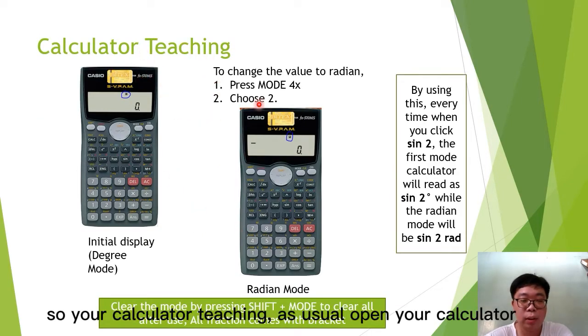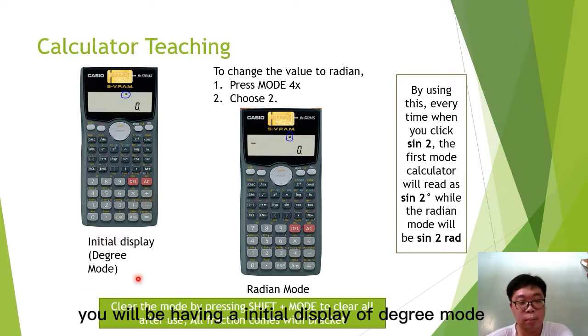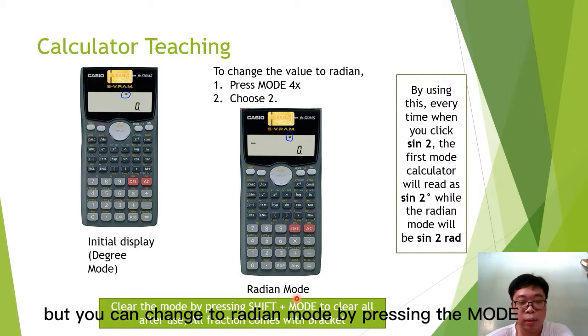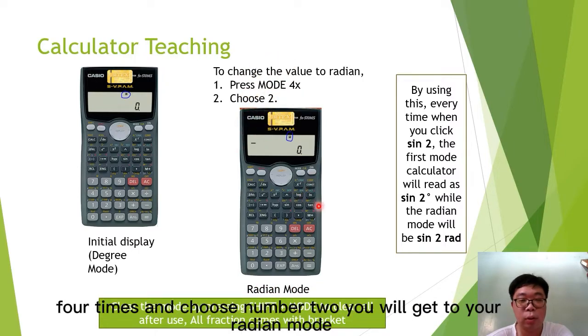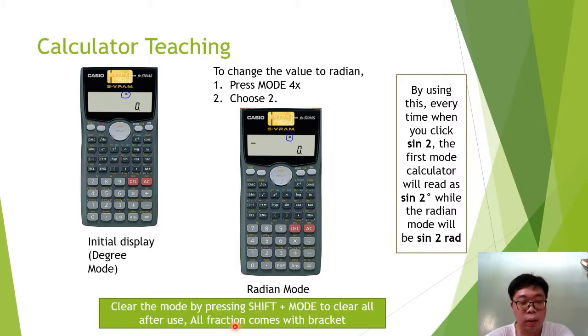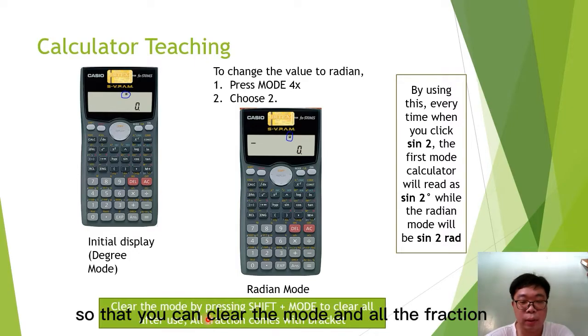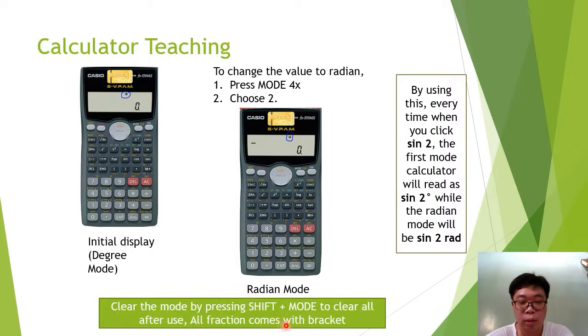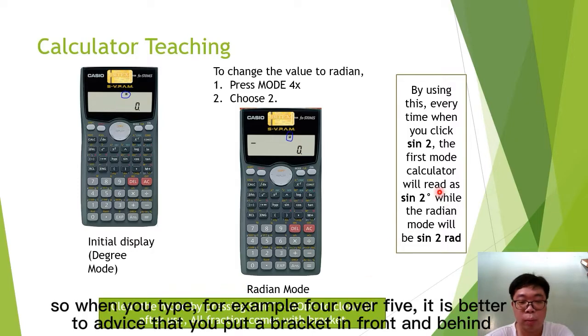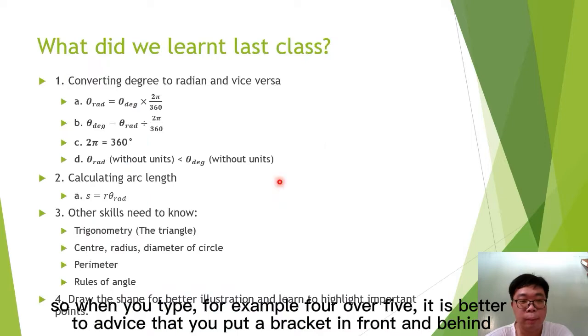For your calculator teaching as usual, when you open your calculator, you will have an initial display of degree mode, but you can change to radian mode by pressing mode 4 times and choosing number 2, and you will get to your radian mode. You must remember to press shift plus mode every time you use the calculator so that you can clear the mode, and all the fractions must come with a bracket. So when you type the example 4/5, it's better to put a bracket in front and behind.